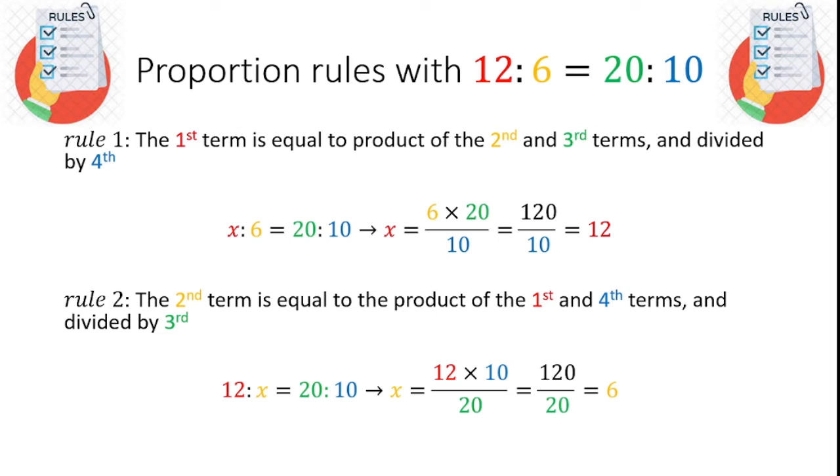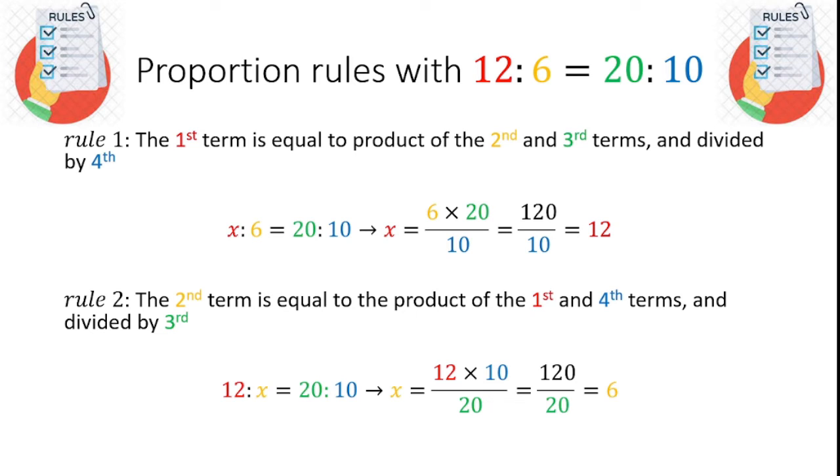There are 4 rules available with the proportion. I consider explaining the 4 rules with the example of 12 is to 6 is equal to 20 is to 10, which is a proportion because two ratios are joined by an equality symbol. So which is the proportion? What is the rule? Yes, rule 1.